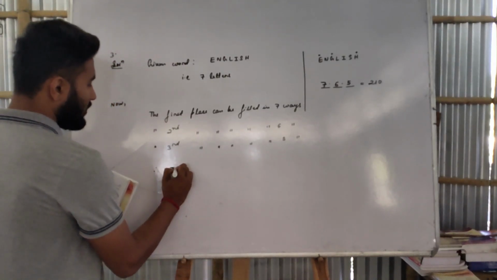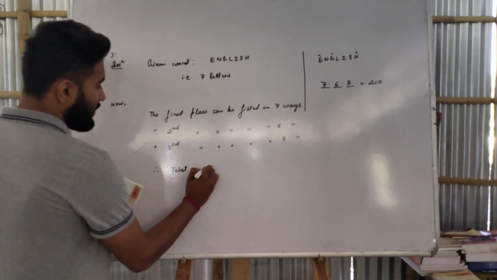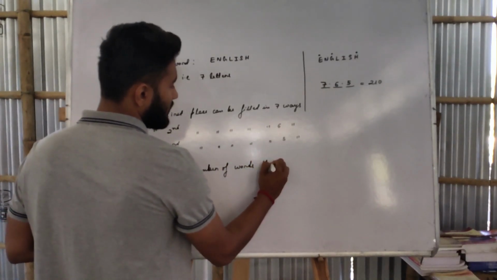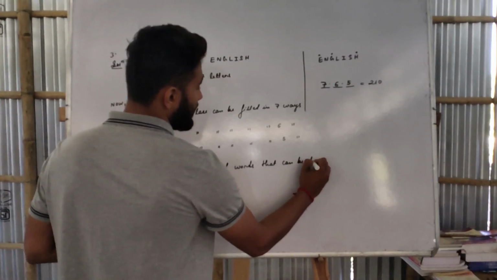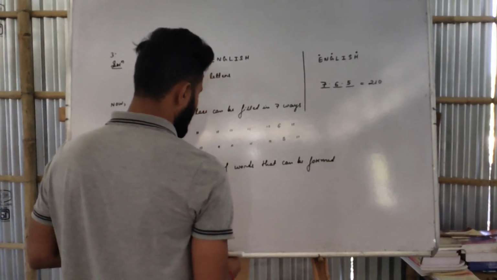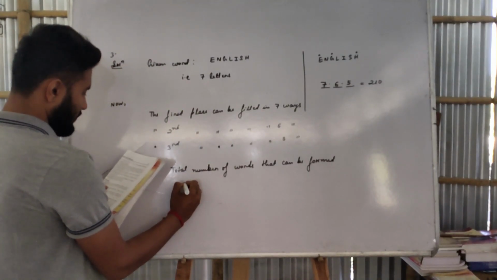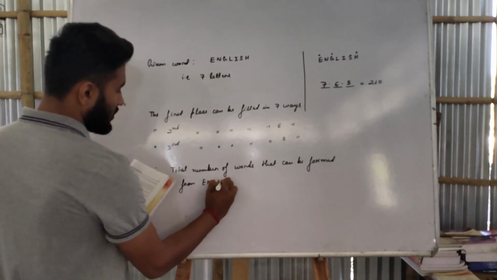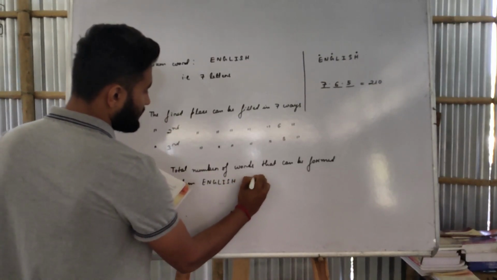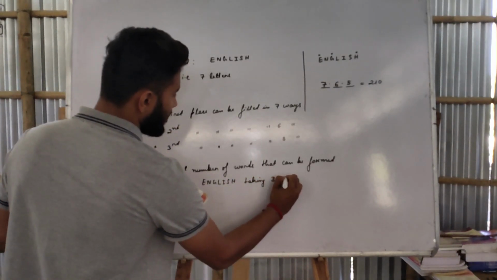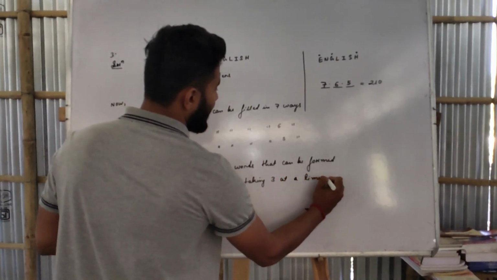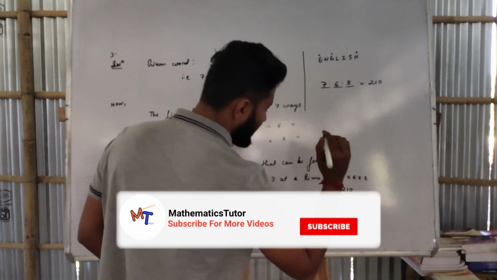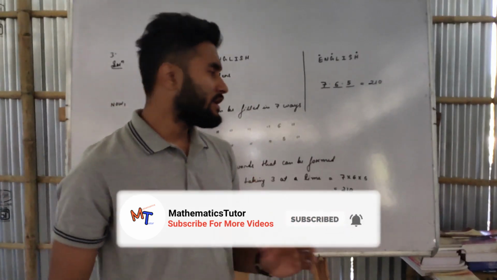Therefore, the total number of words that can be formed from English taking 3 at a time is equal to 7 into 6 into 5, that is 210. So how many such words can we form? We can form 210.